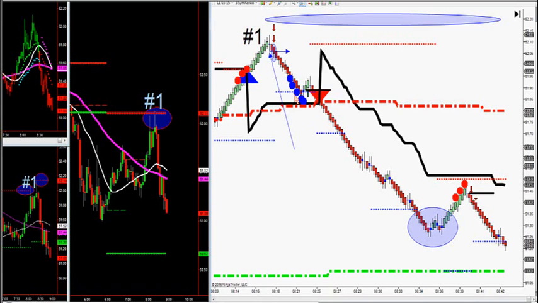To me, entries are easy. They've always been easy with market profile. The hardest part for me is where do you get out? How do you maximize your runner? How do you maximize your profit potential while minimizing risk?